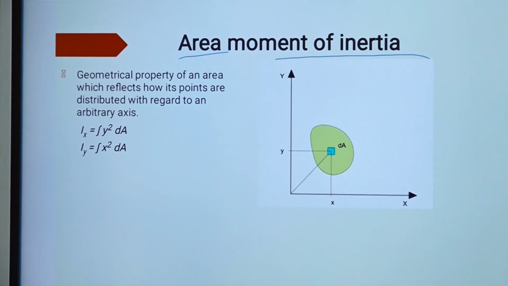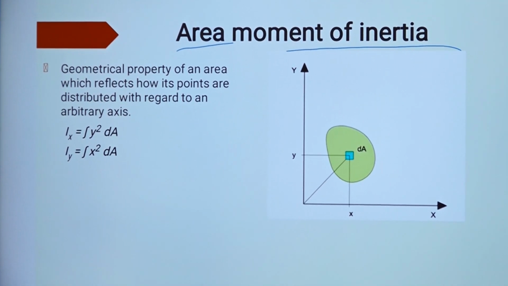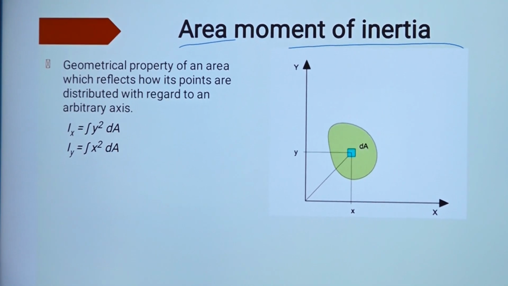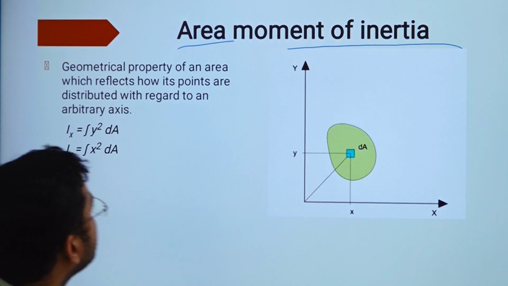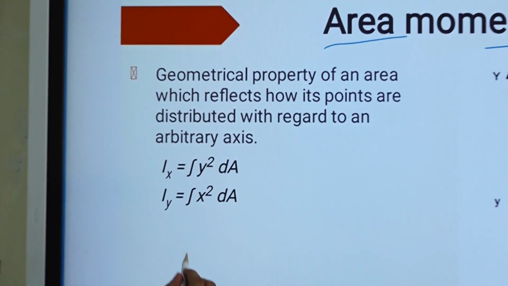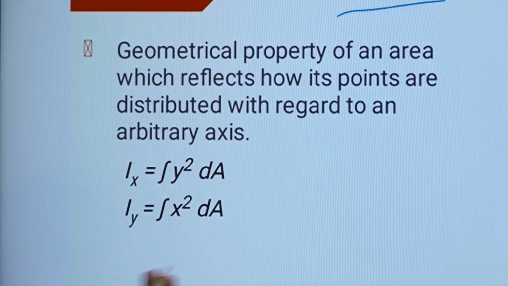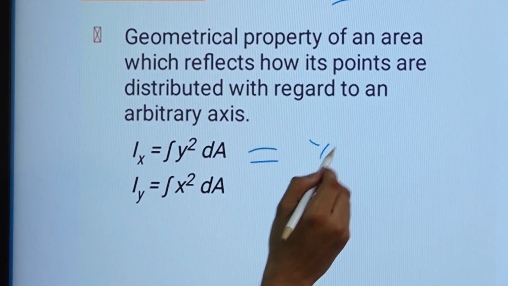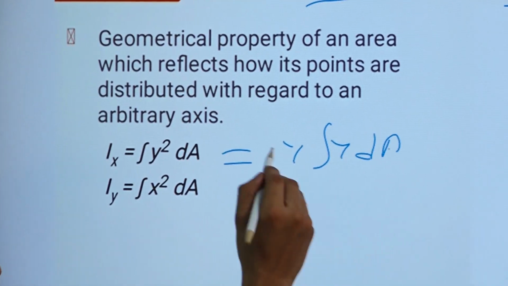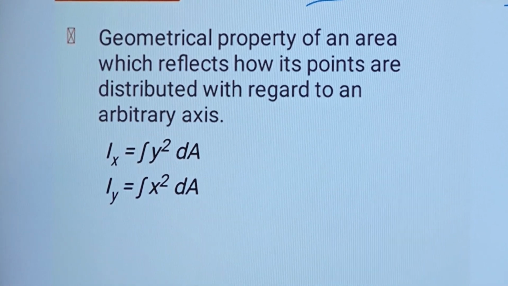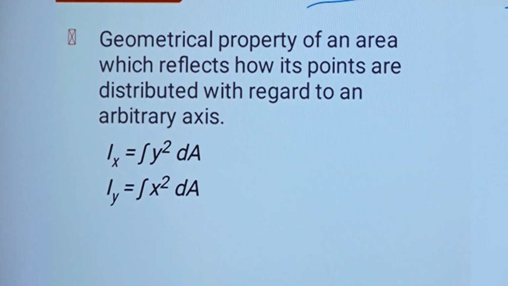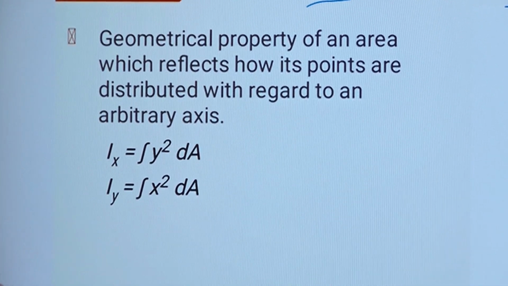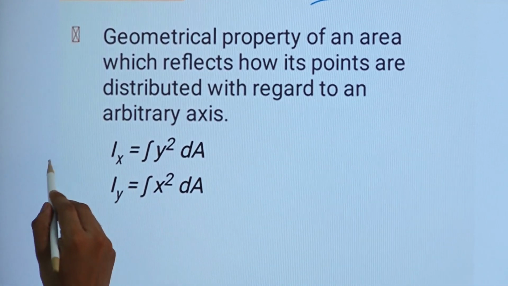Geometrical area moment of inertia is a geometrical property of an area which reflects how its points are distributed with regard to an arbitrary axis, with regard to y and x. So Ix will be equal to integral of y square dA. It is the same y dA, you take y inside and it becomes y square dA. Applying these two formulas, you can find the area moment of inertia of any area. So this is Ix.